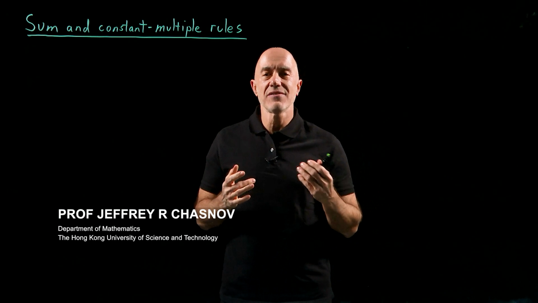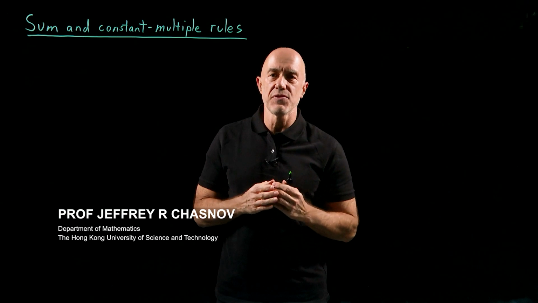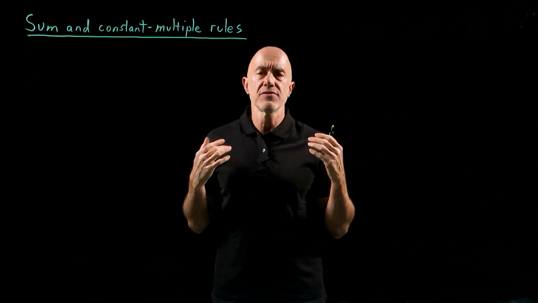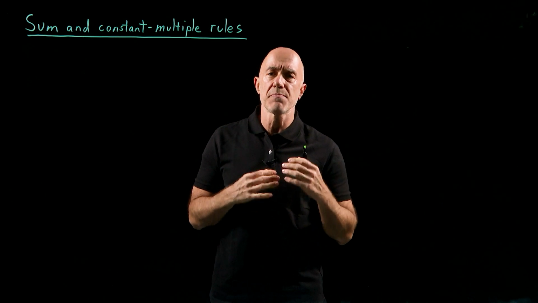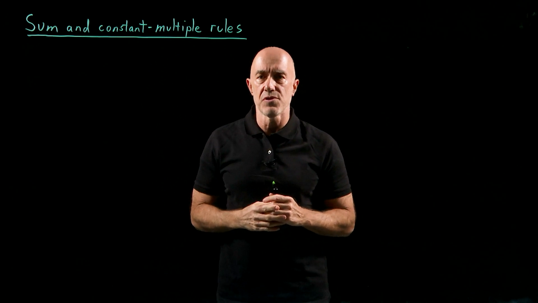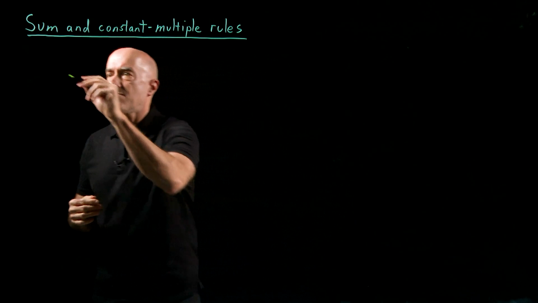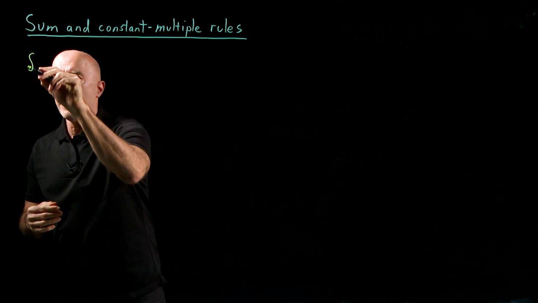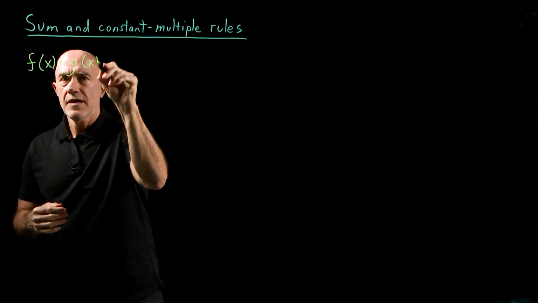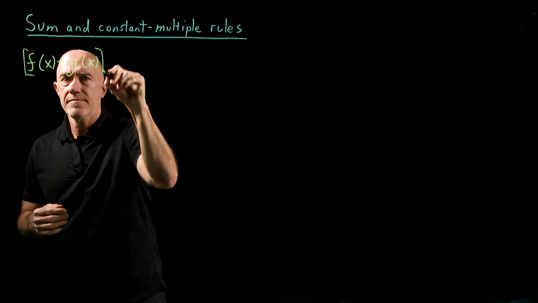Now let's learn how to differentiate the sum of two functions. That's called the sum rule. And learn how to differentiate a function multiplied by a constant. That's called the constant multiple rule. So let's look at the sum of two functions, f of x plus g of x, and take its derivative.